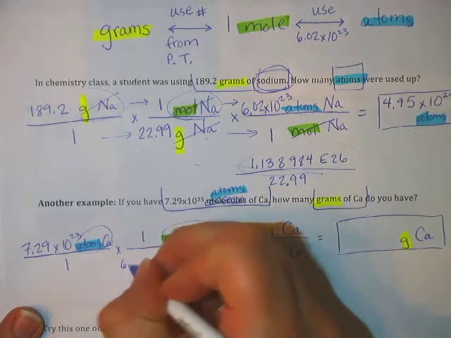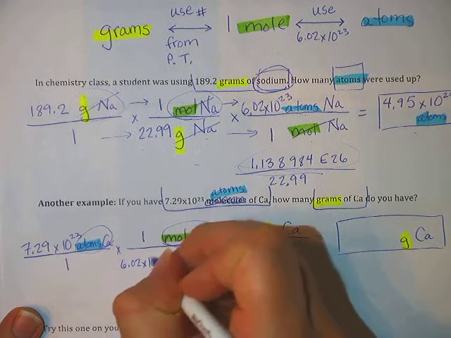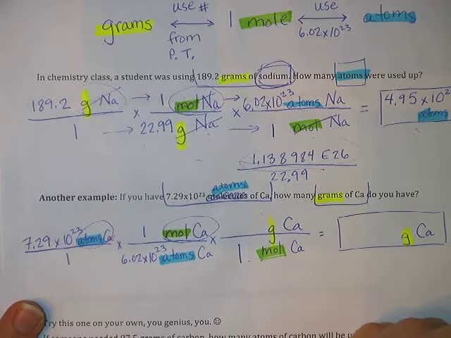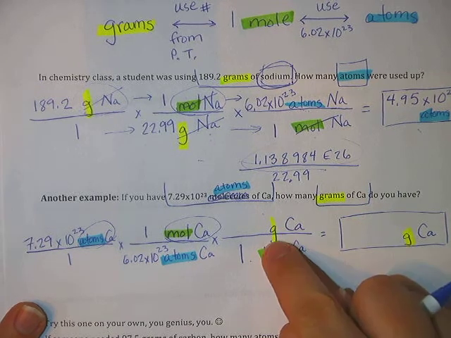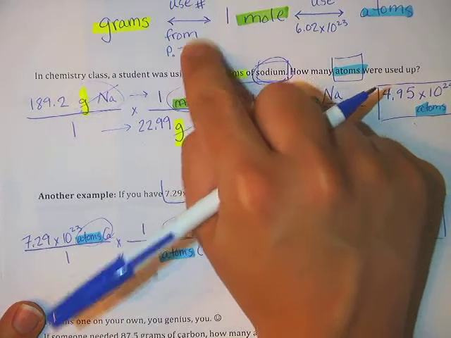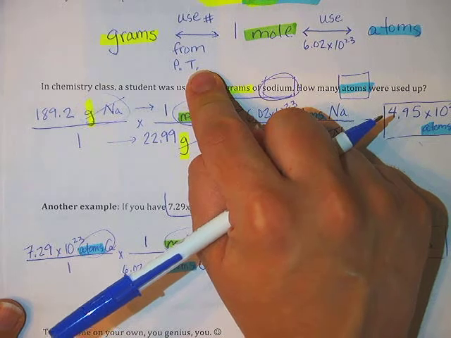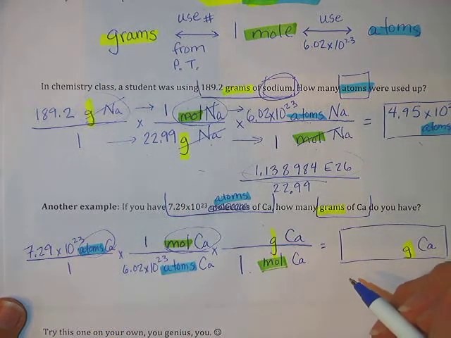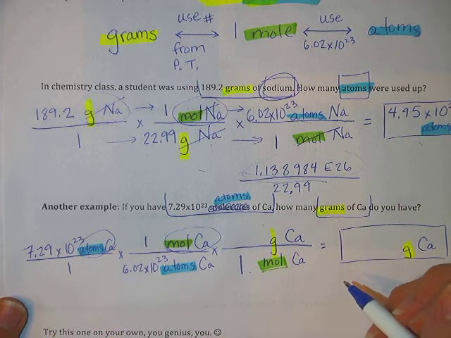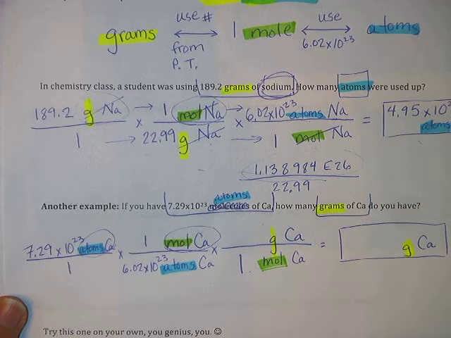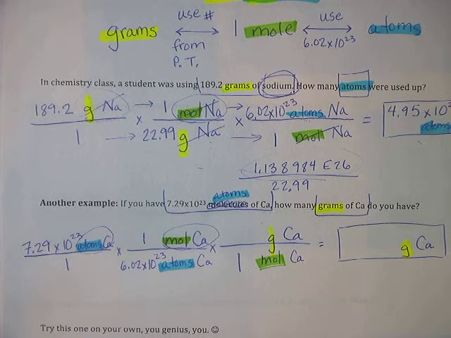I'm going to write 6.02 times 10 to the 23rd right there. And for my golden grams, I use the number from the periodic table. That means I have to go to the periodic table. I have to flip to my periodic table on the back of my book. I have to find calcium.